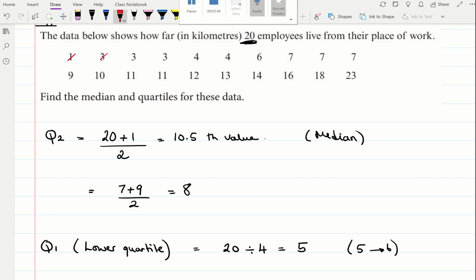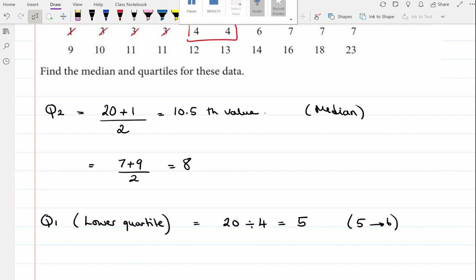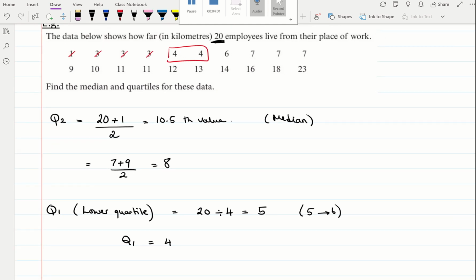So let's count 1, 2, 3, 4, 5, and 6. Well, they're actually both the same number. So the lower quartile is 4. You could have done 4 plus 4 divided by 2, you'll still get 4. So if it's the same number, that's great.